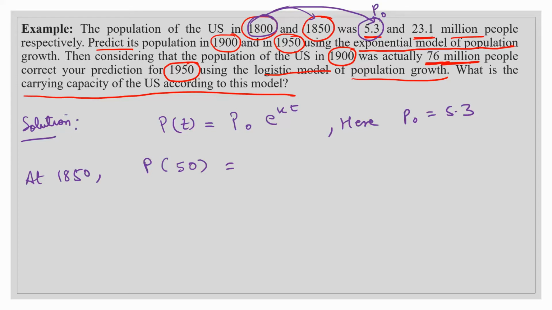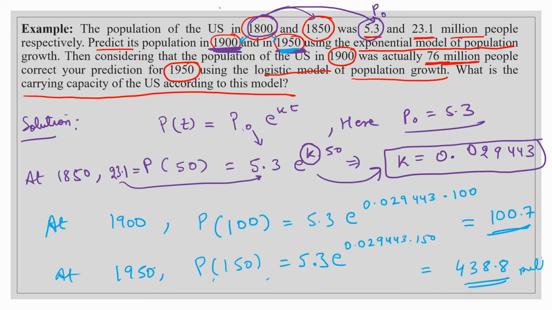So I can write this as 5.3 because P naught is the reference point. So this is 5.3 e to the power k into 50 because the time is 50, and from this we can find out the value of the growth rate, that is coming out to be 0. people according to the exponential growth model.